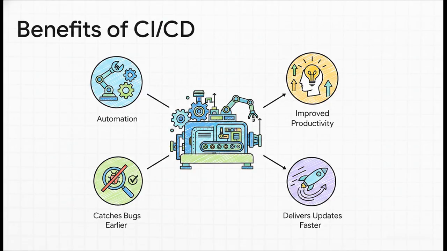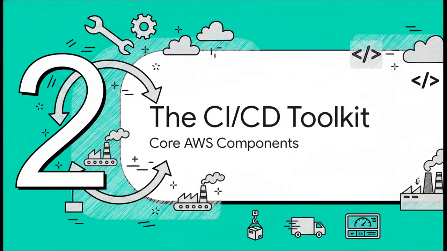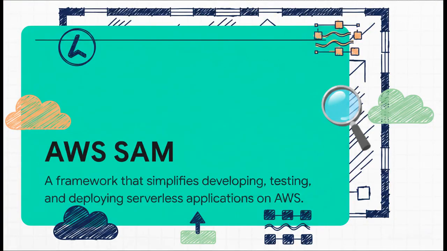All right, so to build this software factory of ours, what are we going to use? Well, let's meet the three core components from the AWS world that will make this all happen. First on our list is the AWS Serverless Application Model, or SAM. The easiest way to think about SAM is as the blueprint for your entire application. It's a simple YAML file where you define everything, your Lambda functions, your APIs, all of it as code.